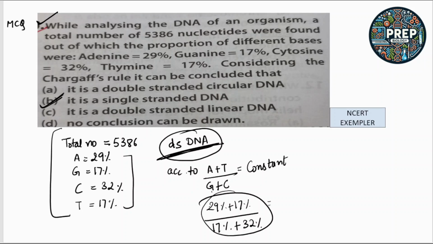Why? Because it does not follow the Chargaff rule, which is for double-stranded DNA. So that's why it is not a double-stranded circular or a double-stranded linear DNA. So the answer of this question is that it is a single-stranded DNA, because it does not follow this equation of Chargaff's rule. I hope this is clear to you all.